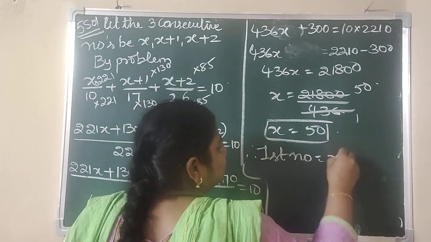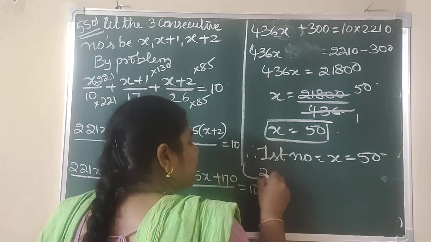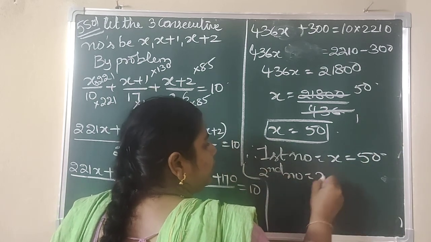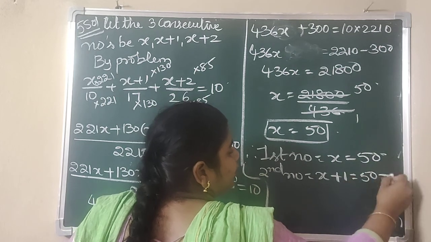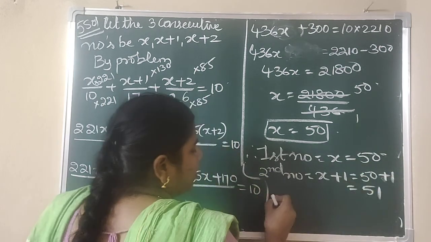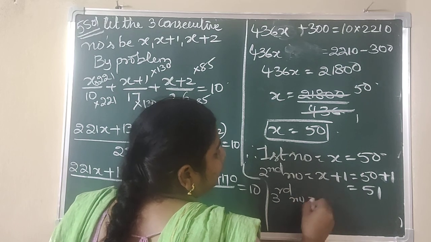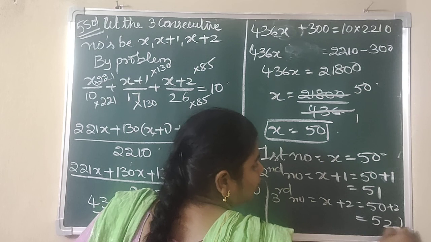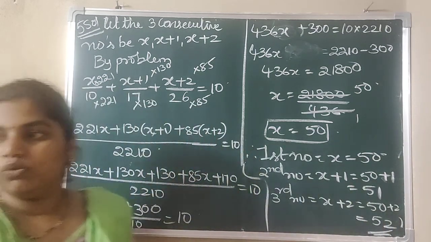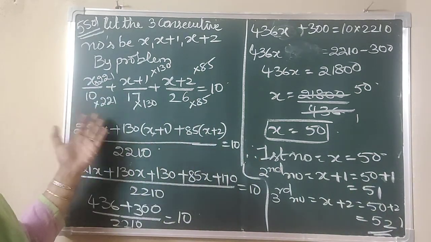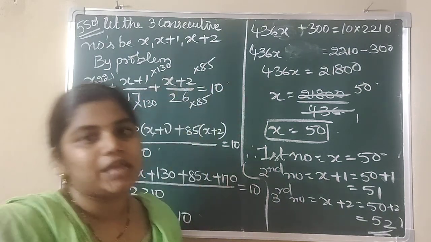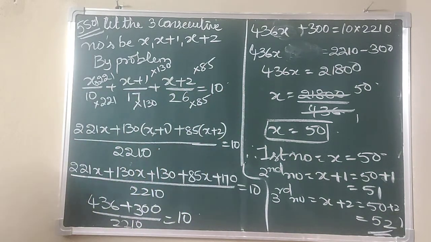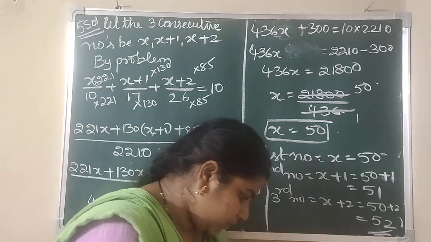the first number is x, that is equal to 50, and the second number is x plus 1, that is 50 plus 1, that is 51, and the third number is x plus 2, that is 50 plus 2, that will be equal to 52. So these are the three consecutive numbers. When you divide with 10, 17 and 26, you will get the result as 10. So this is our fifth solution. Okay, so next is the sixth one.